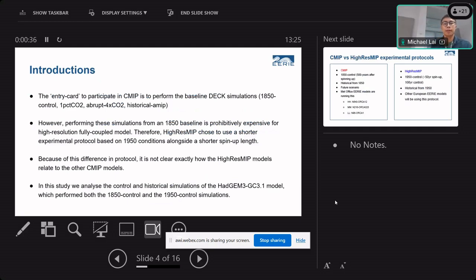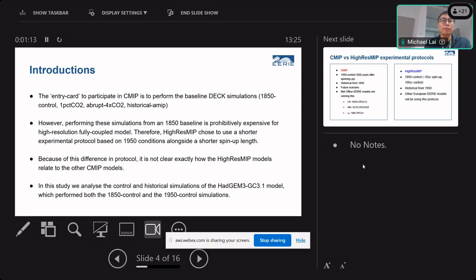Yeah, so in order to participate in CMIP, modeling centers are required to run the baseline DECK simulations, which are the 1850 control, the 1% CO2, abrupt 4 times CO2, and the historical AMIP runs. We're focusing on the 1850 control in this talk and the effect of that.